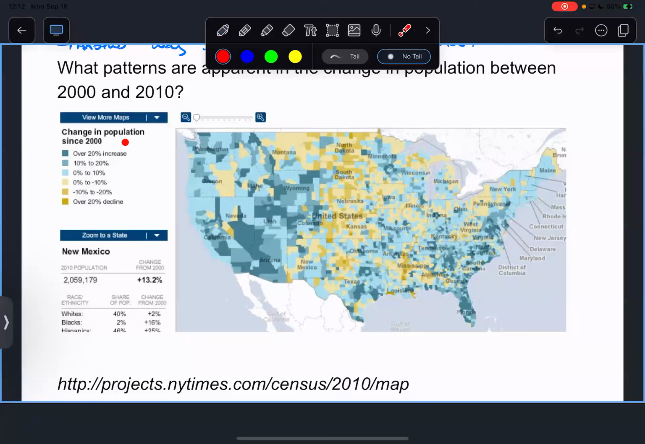And so the change in the population, if it's really, really dark, it had over 20%, 10 to 20, 0 to 10, 0 to -10, -10 to -20, and over 20% decline. That was a little mashup. And so here it looks like central United States had quite a decline, whereas the coasts generally saw increase.